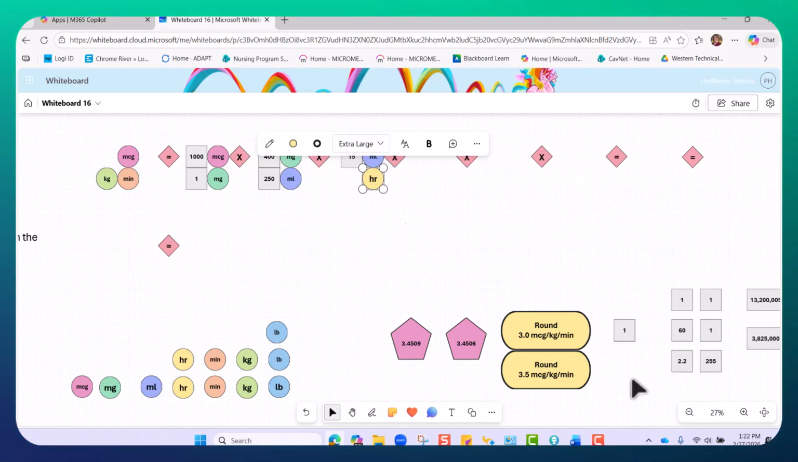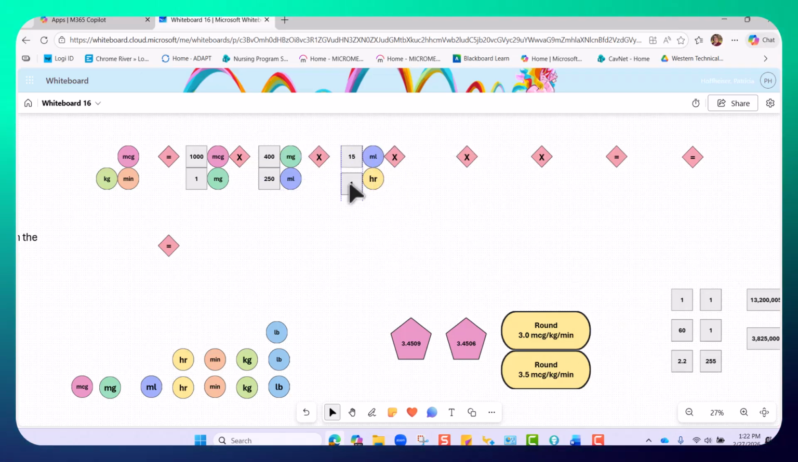Hour is going to go there, and it's 1 hour. I've set up this fraction, and I can cross cancel out my milliliters. So far, so good. I'm doing a good job. All right, so the next thing is hours. I've got hours here, but my question said I have to solve for minutes.